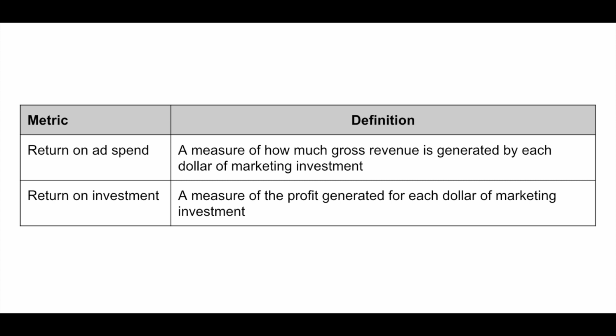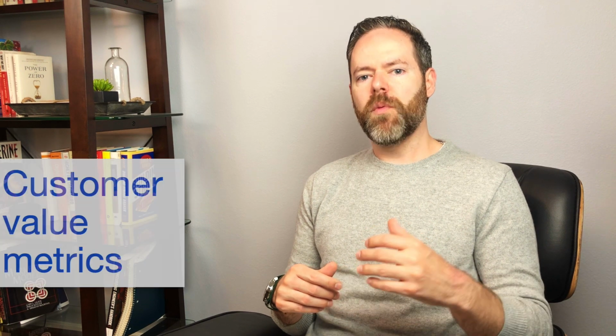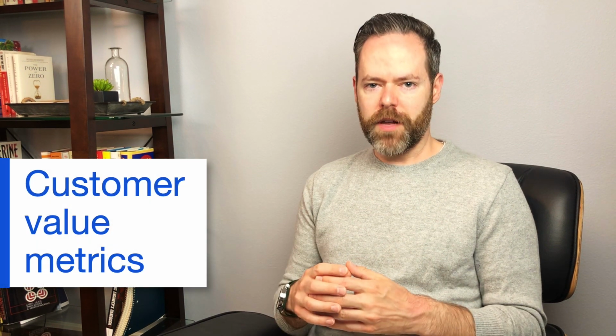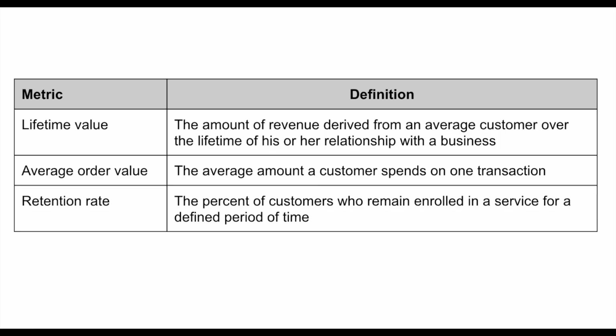Another example is return on investment. It varies slightly from the return on ad spend calculation, and it's a measure of the profit generated for each dollar of marketing investment. The last bucket of marketing KPIs is what we call customer value metrics. Now, these metrics answer the questions, how valuable is a customer? How likely is this customer to return? Let's look at 3 examples of customer value metrics.